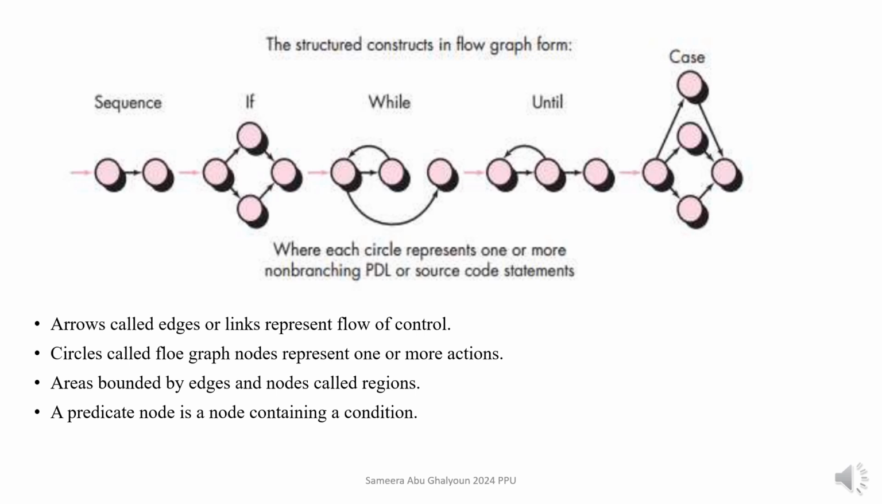Look at the above graph. Arrows, called edges or links, represent flow of control. Circles, called flow graph nodes, represent one or more actions. Areas bounded by edges and nodes are called regions. A predicate node is a node containing a condition.